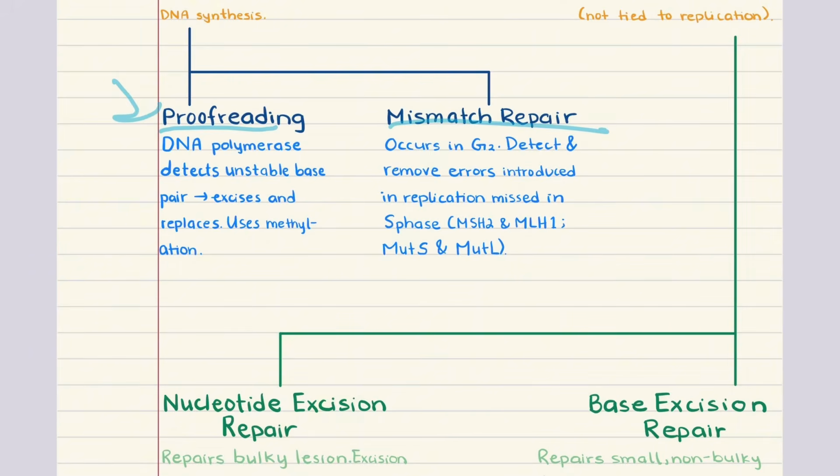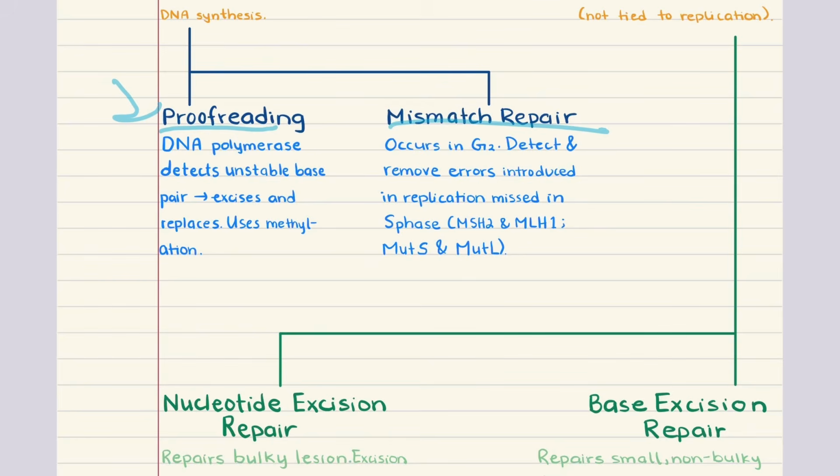Proofreading happens as DNA polymerase is synthesizing the new strand. If it detects a mismatched or unstable base pair, it can pause, remove that incorrect nucleotide, and then replace it with the correct one. And this helps keep error rates low because it fixes the error right there.